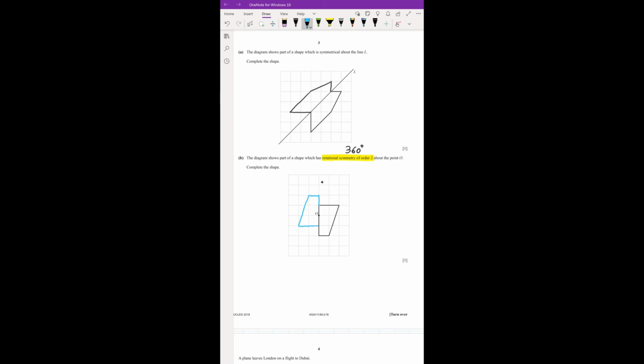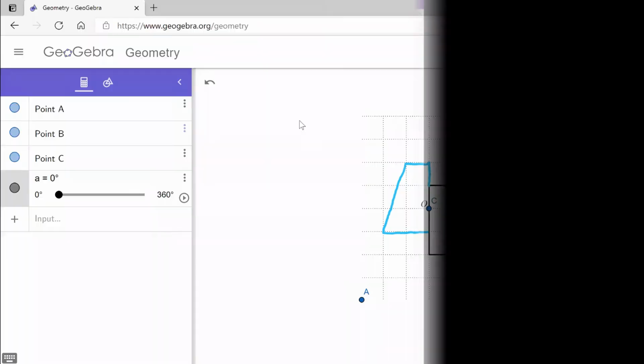So now this figure can take the rotational symmetry of order 2, as I will be showing you in a software, that when we rotate this figure through 360 degrees, it will take its original shape two times, so it has the rotational symmetry of order 2.